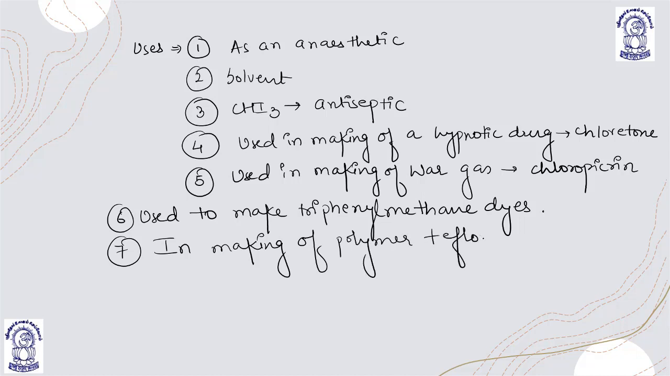So these are the prominent, most frequent uses of these polyhalogen derivatives. These polyhalogen derivatives are nowadays industrially very important, especially chloroform and iodoform. They are very important compounds.